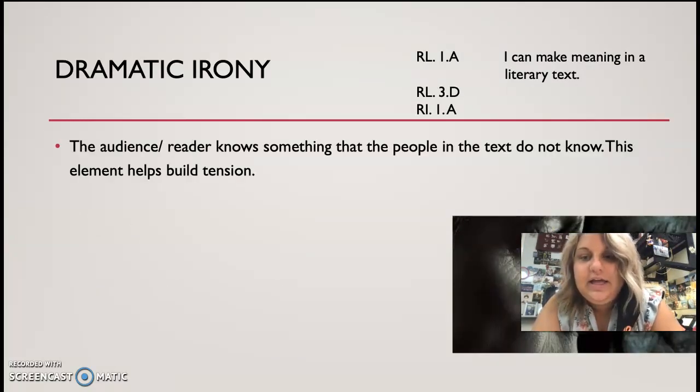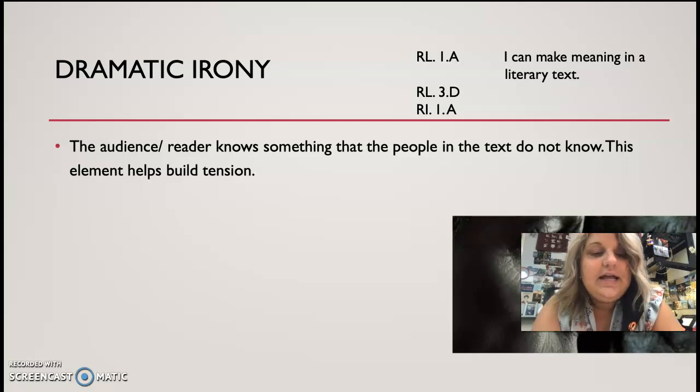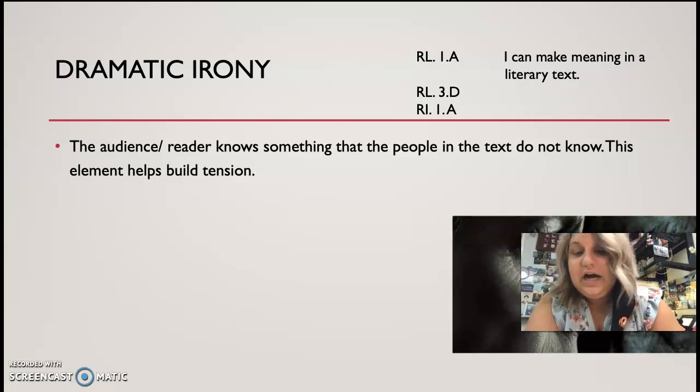Dramatic irony is another element that's used in not only this text, but many texts. And there's all different types of irony. There's situational irony, there's dramatic irony, and there's verbal irony. Today, you're going to look at dramatic irony. Dramatic irony is when the audience or the reader knows something that the people in the text do not know. And this builds tension.